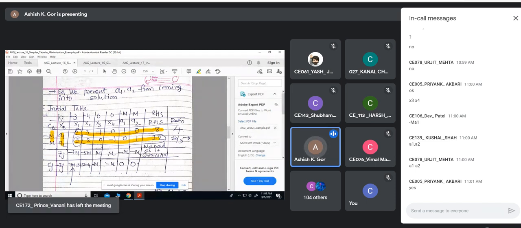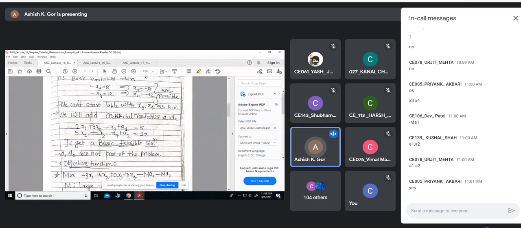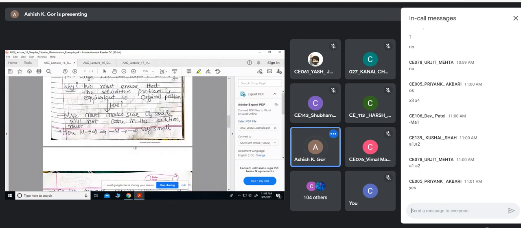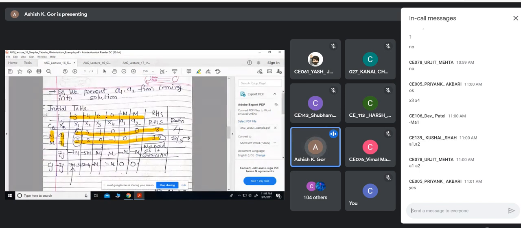Okay, these are the coefficients in the objective function. You see, maximize what? Minus 3x1. So minus 3, minus 4, 0, 0, minus M, minus M. Same thing: minus 3, minus 4, 0, 0, minus M, minus M. Okay, now it is the same method.